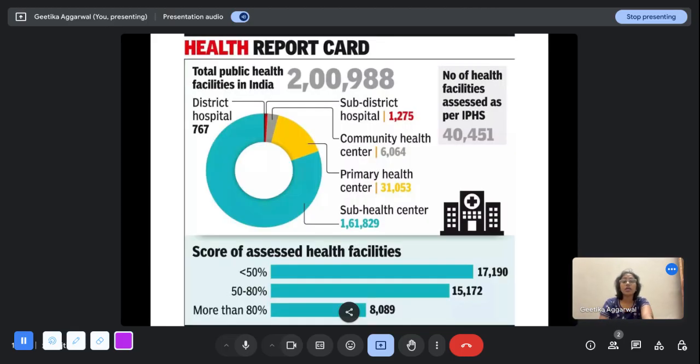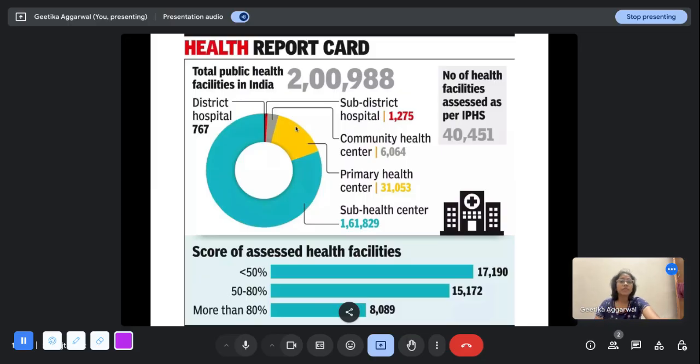Right. So, again, looking at the health report card, as we discussed, if you look at the total amount of public health facilities in India, there are about 767 public district hospitals. The sub health centers, which are the lowest level of care, there are around 1.5 lakh sub health centers. Then there are primary health centers, around 30,000 of them in the country. And there are 6,000 community health centers and 1,200 sub district hospitals.